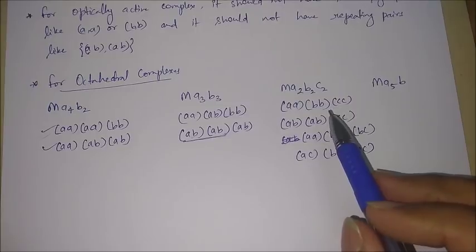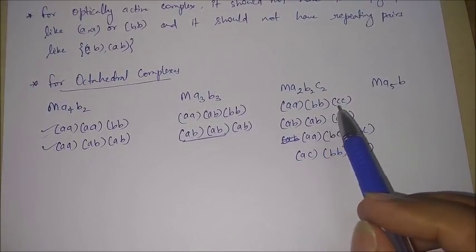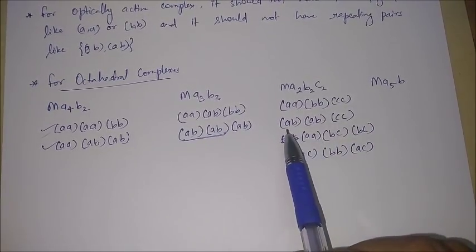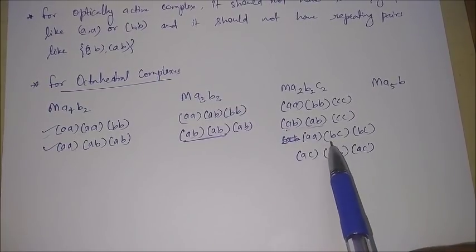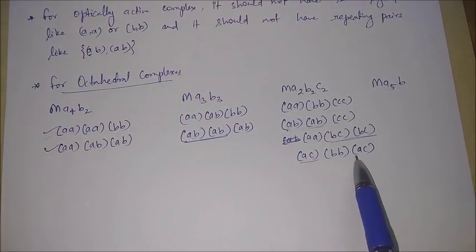So for the first one, these are optically inactive because you have repeating ligands inside the pair. For the second one also, you have optically inactive because you have a repeating pair. For the third one also, it is optically inactive because you have a repeating pair over here as well. And the fourth one also is optically inactive because you have a repeating pair here also.